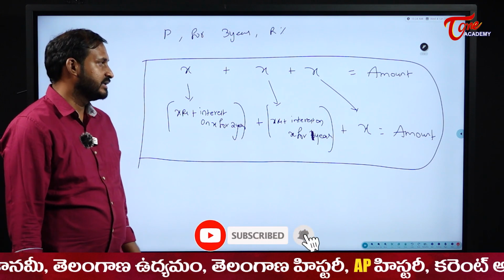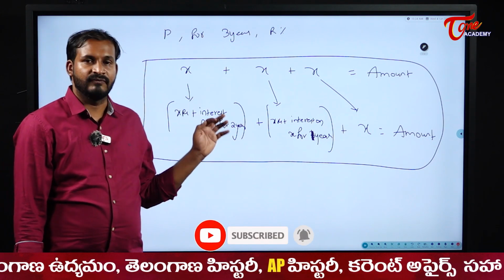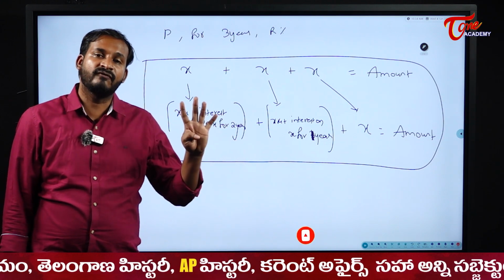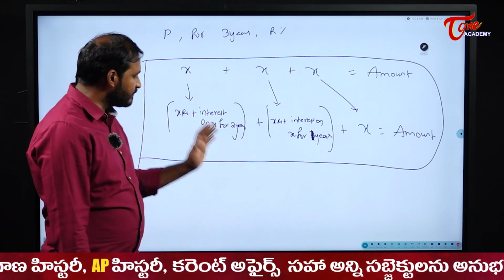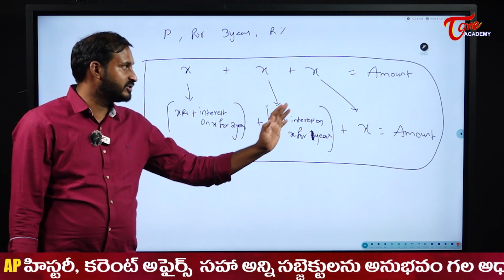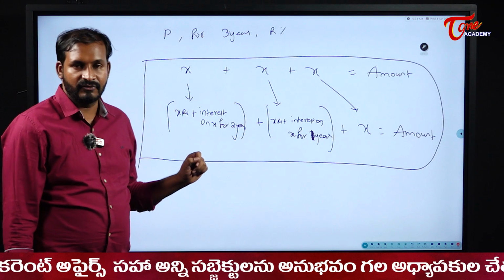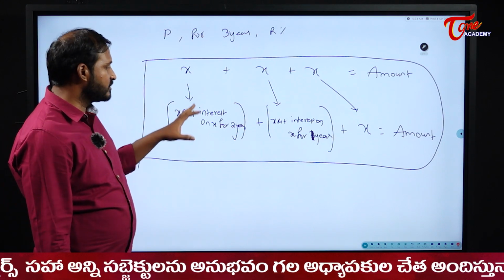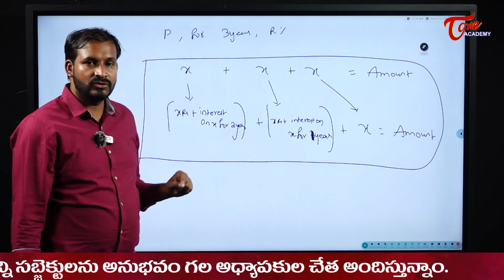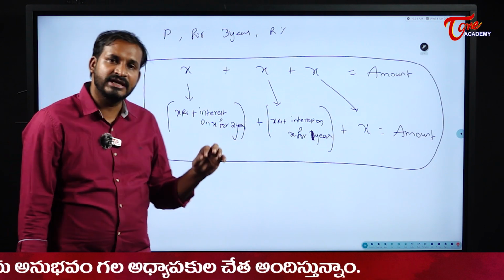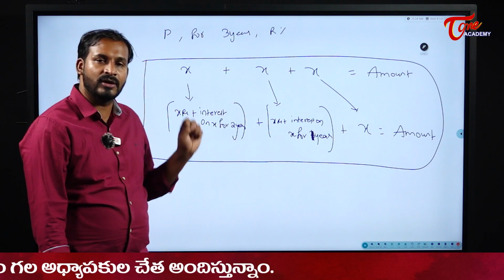When you pay your first installment, for example, if there are 4 installments, that means what you will write? X plus X plus X plus X. 4 installments should be equal to my final amount. So, what it becomes? X rupees plus interest on X. So, this is the case of, see, whether it is simple interest or compound interest, the same logic applies.